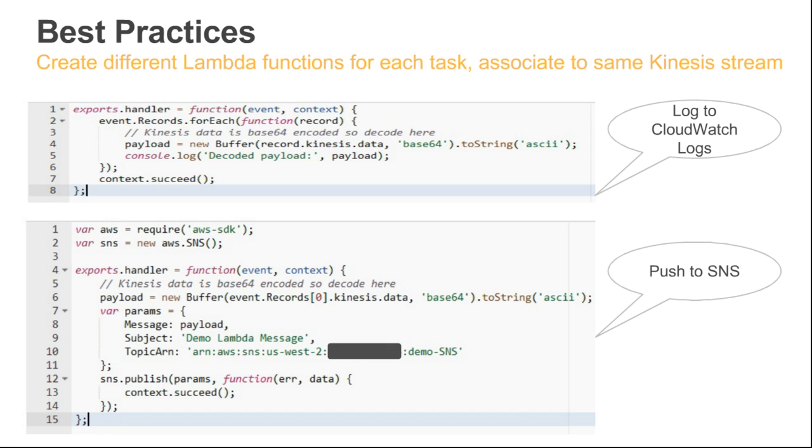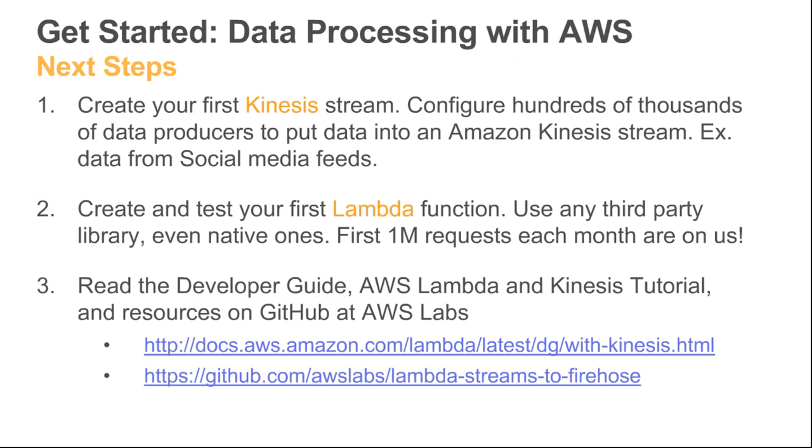It's also good practice to create different Lambda functions for different tasks that you would like to do. This is along the microservice paradigm, and not having various different groups of logic in one Lambda function. And yeah, your next steps: you can create your first Kinesis stream, create and test your first Lambda function, use blueprints to help tie them together and start playing around with those services. We also have various developer guides and GitHub examples.